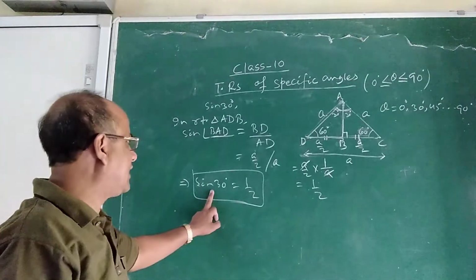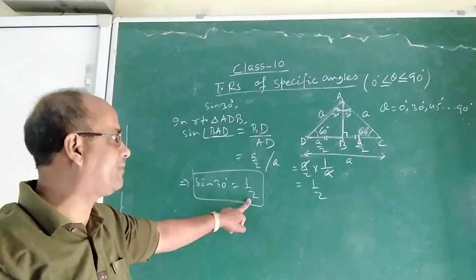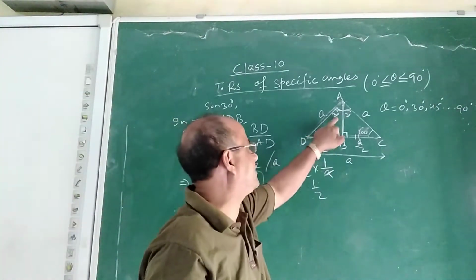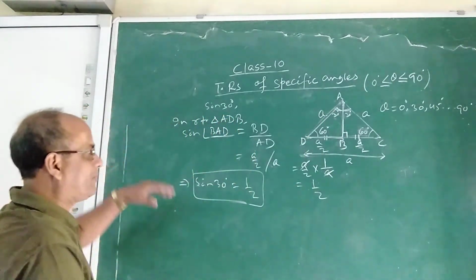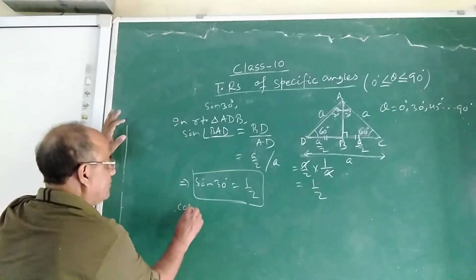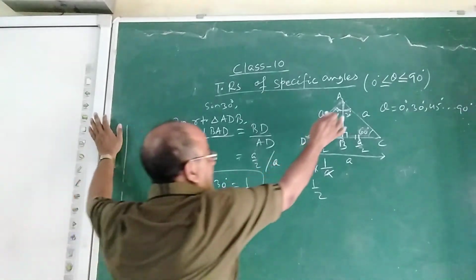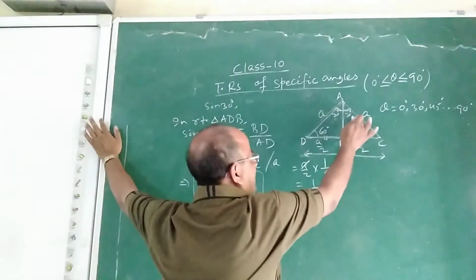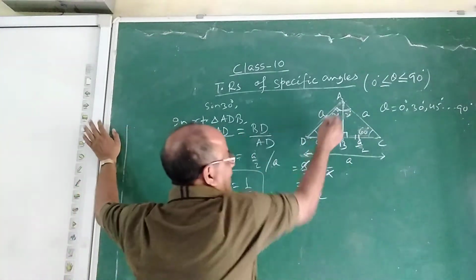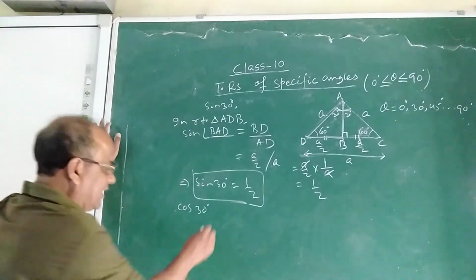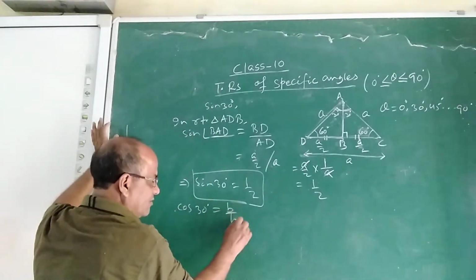We proved that the value of sin 30 is 1 by 2. Sin BAD means angle 30. Similarly, you can find what is cos 30 in this triangle, or you can consider this triangle also. Cos 30 will be B by H. Cos 30 is B by H, you see the formula.